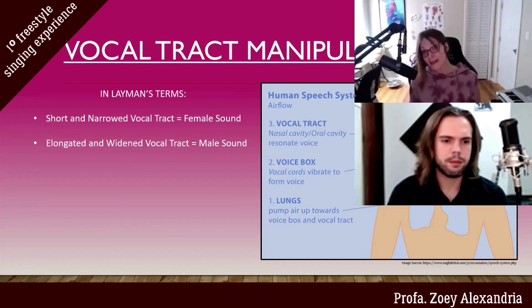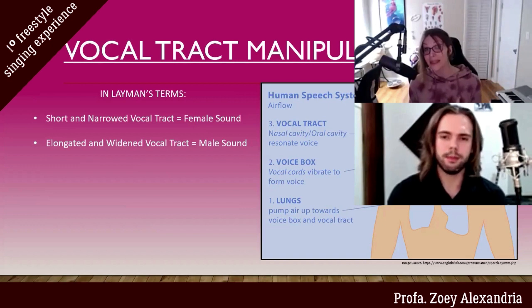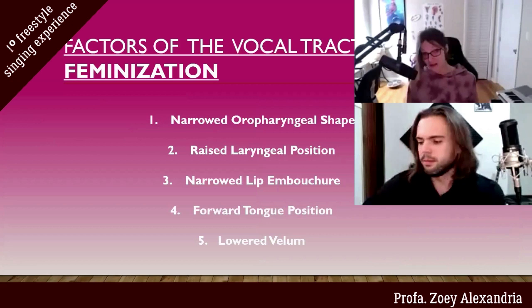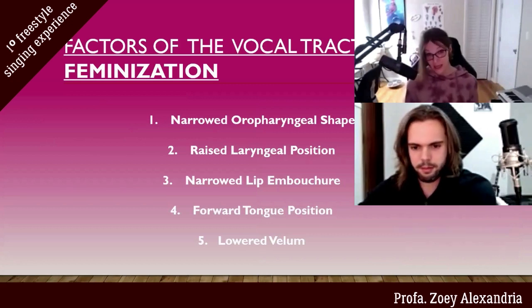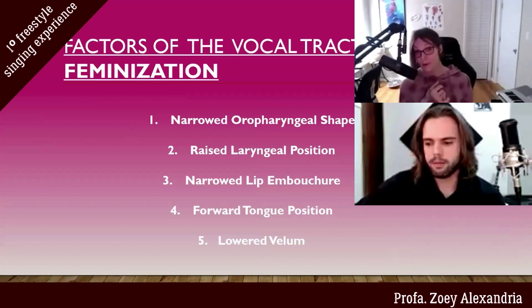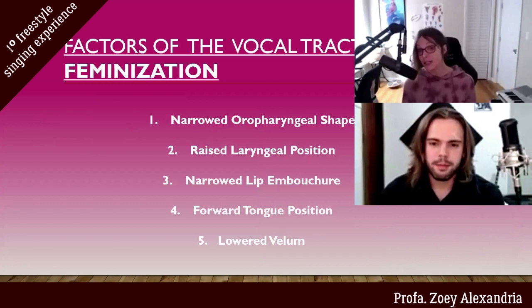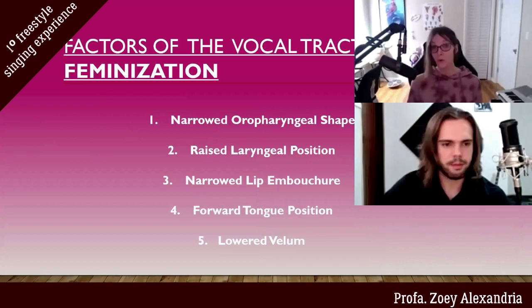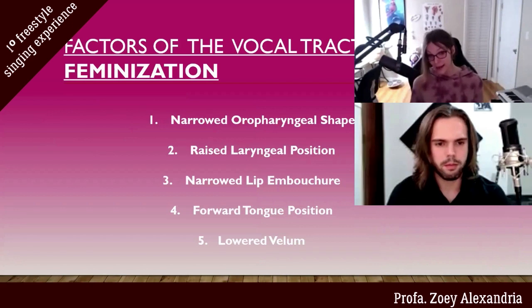typically for an AMAB individual to reach a feminine sound, a couple factors need to be considered. All right, now here are the factors of the vocal tract that need to be considered for voice feminization. The first is narrowed oropharyngeal shape. The second is raised laryngeal position. The third is narrowed lip embouchure, or mouth shape. Fourth is forward tongue position. And the fifth is lowered velum.